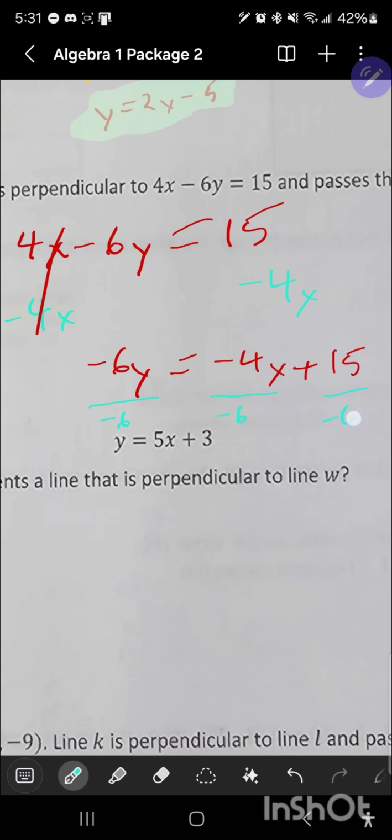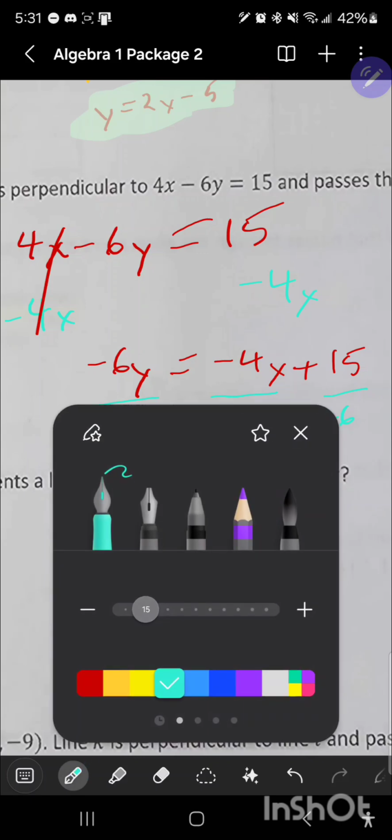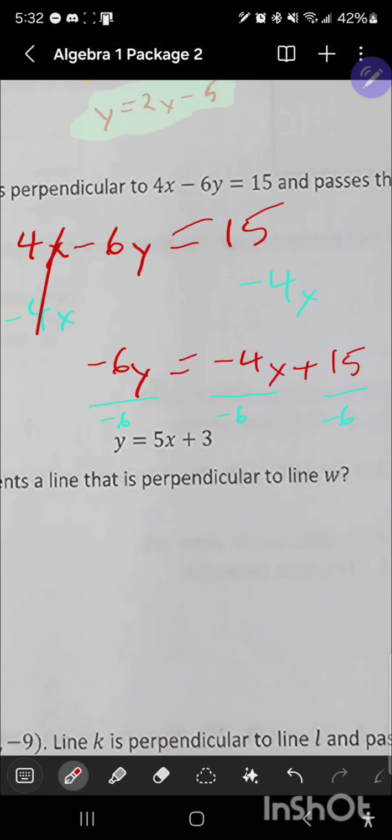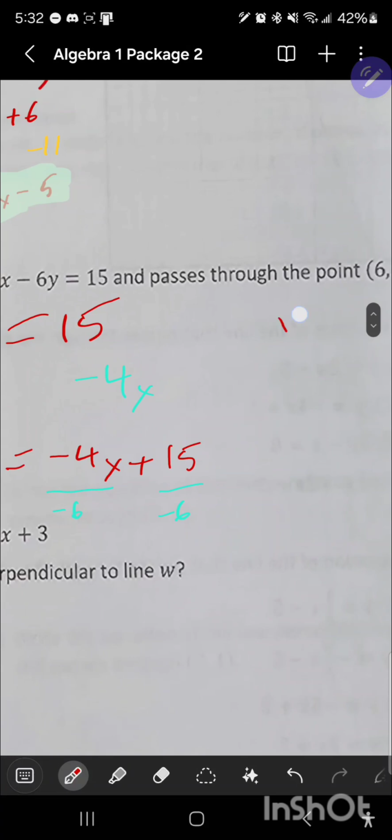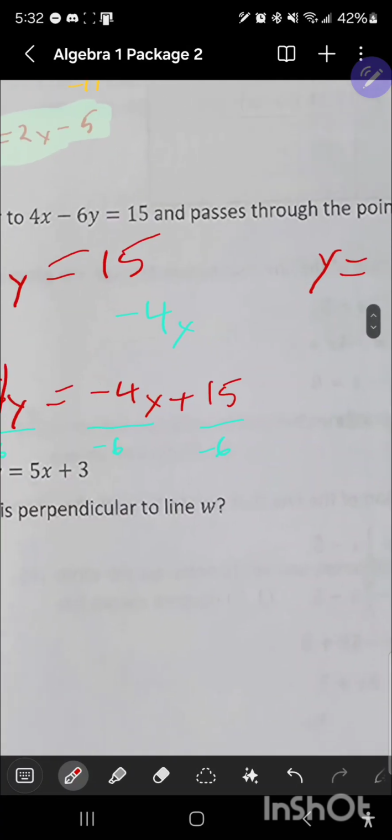Now negative 6 divided by negative 6 cancels out, and we leave the y alone. Now negative 4 divided by negative 6: y equals. The negatives cancel out because they are the same sign, so it becomes positive. Remember, same sign positive, different signs negative, and that's for multiplication and division.